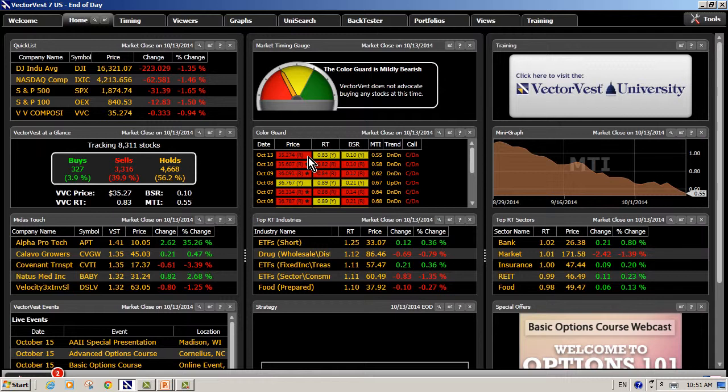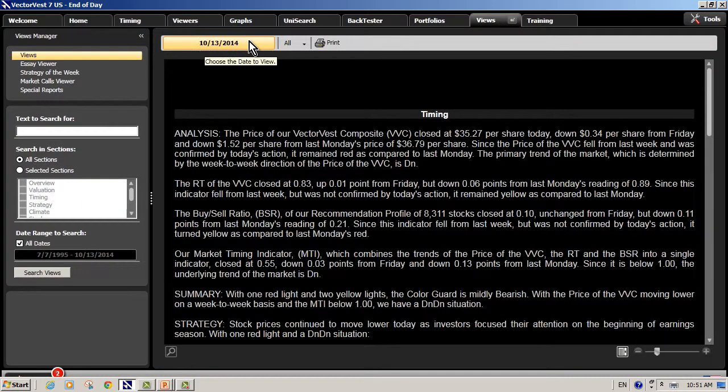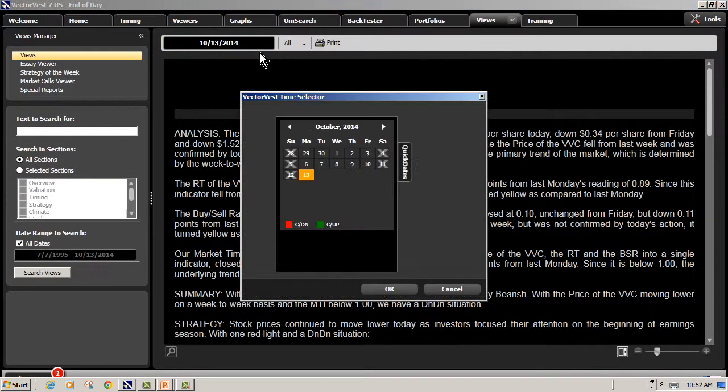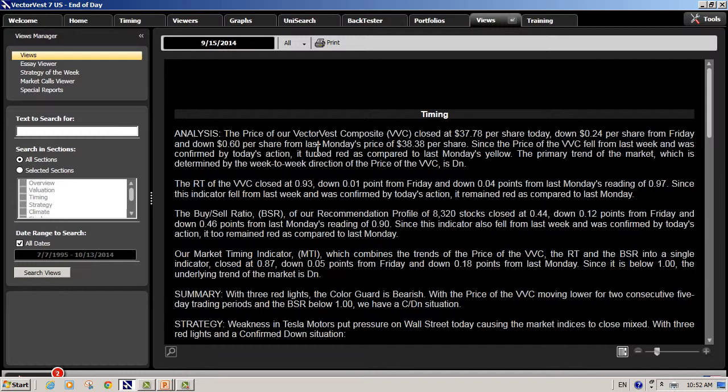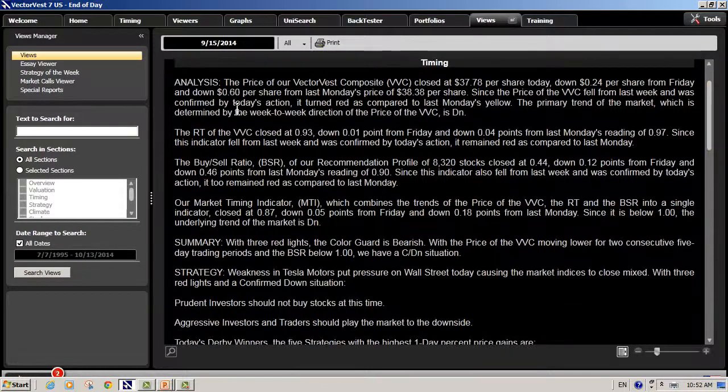All right, if you've got a past trade and you want to see what we were advising on that day, simply go up to the tab right here that says Views, click on it, and there's a calendar right here at the top. So let's say you had a stock that you were buying back here on September 15th. So I'll go back to September 15th. If I scroll down here, you can read what we were saying in the color guard. So this first paragraph says what the price column was. So right here it'll say it turned red compared to last Monday's yellow.